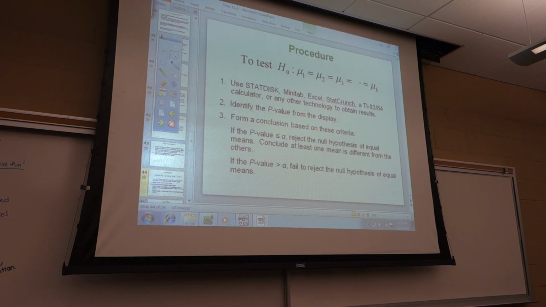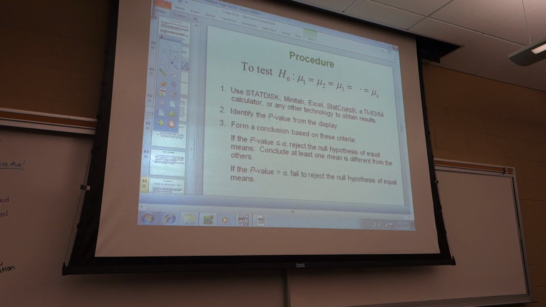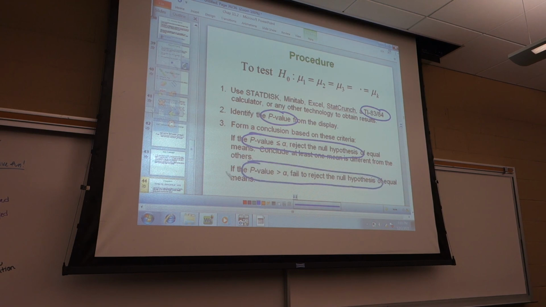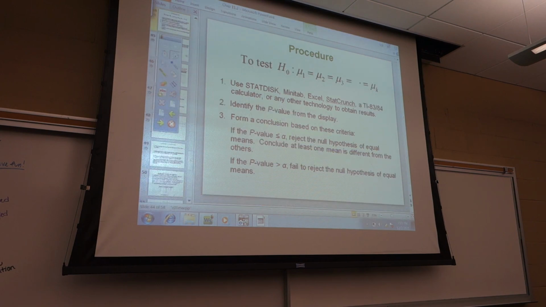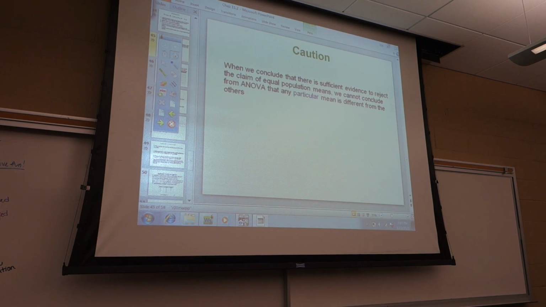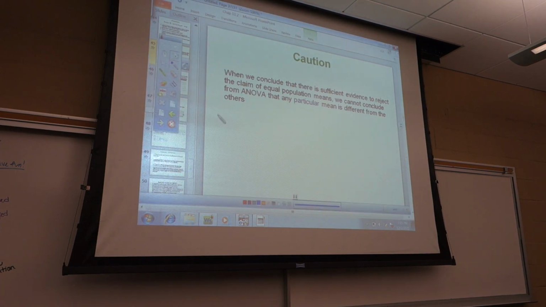So to test it, we are going to use the TI-83 calculator, find the p-value from the display, and again, if the p-value is less than or equal to alpha, we're going to reject the null hypothesis. If the p-value is larger than alpha, then we're going to fail to reject the null hypothesis. That's all we're doing. It's super straightforward. Quick comment: we can't say which one's bigger, just that one of them is different, not which one is different.